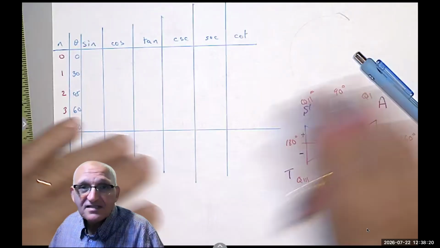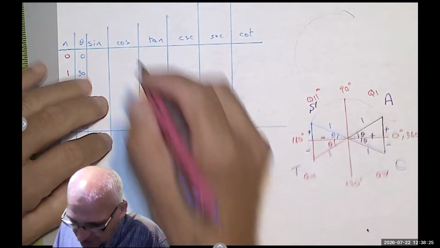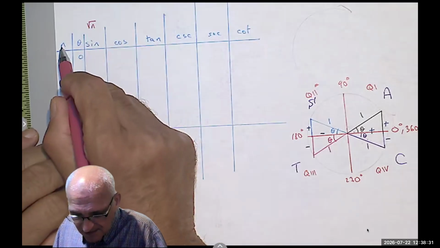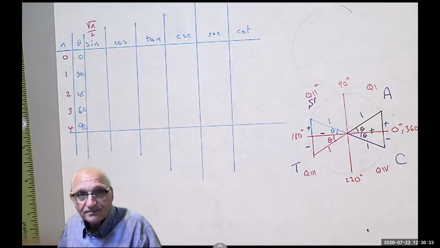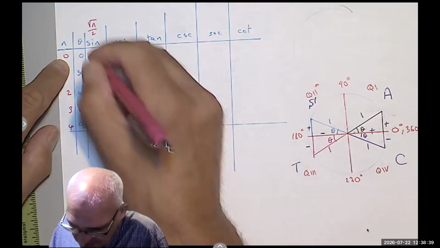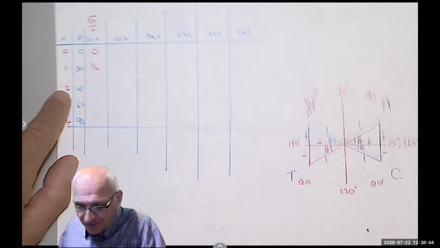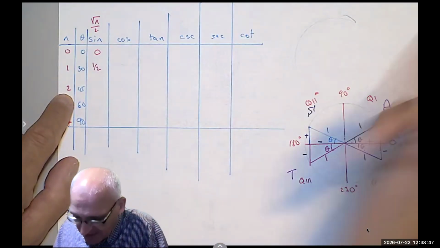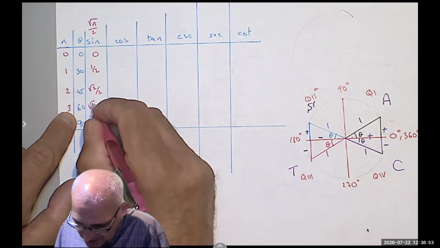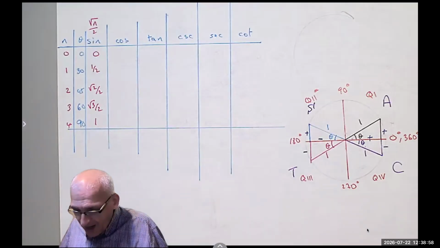Okay, so how do I calculate the sine? We already know sine of 0 is 0, but the way we are going to do it is to say, take the square root of n, whatever n is here, and then divide it by 2. Okay? So square root of 0 is 0, divided by anything, it's 0. Square root of 1 is 1, divided by 2 is 1 half. Square root of 2 is square root of 2. I cannot simplify. Divided by 2 is square root of 2 over 2. Square root of 3 over 2, because that also cannot be simplified. Square root of 4 is 2. Divided by 2 is 1. Wow, I found the sine.